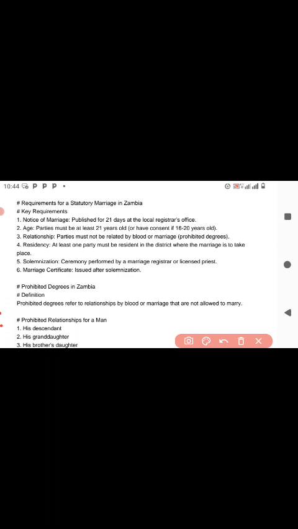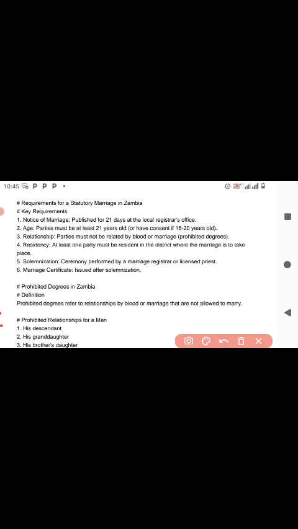Then the other thing is the age. The age of the parties. The parties getting married, that is the husband or the wife to be, must be at least 21 years old. Or if they are less than 21 years, maybe they are 16 to 20, there must be consent from the parents. This consent we are talking about is just marriage blessings. The parents must approve of the marriage, so that there can be marriage blessings.